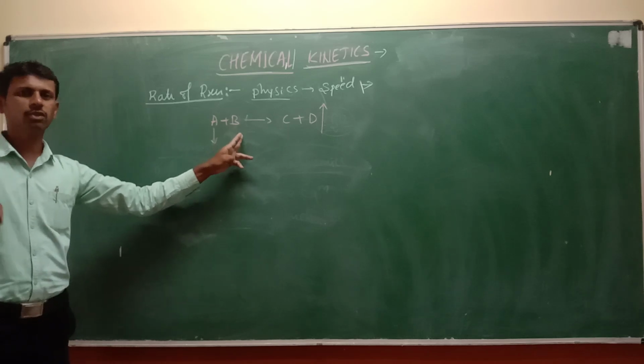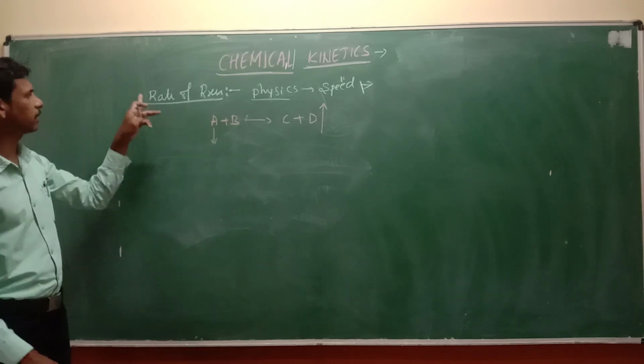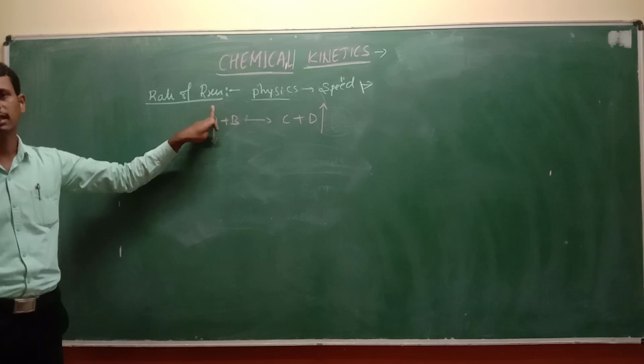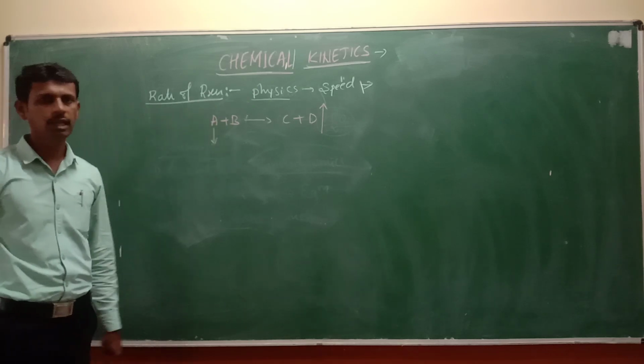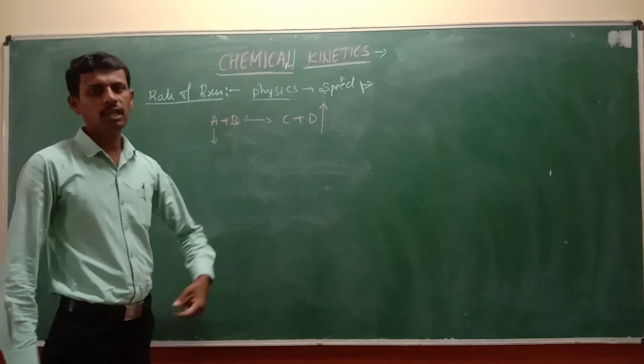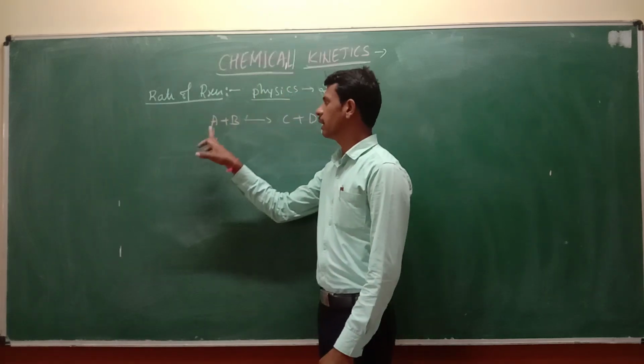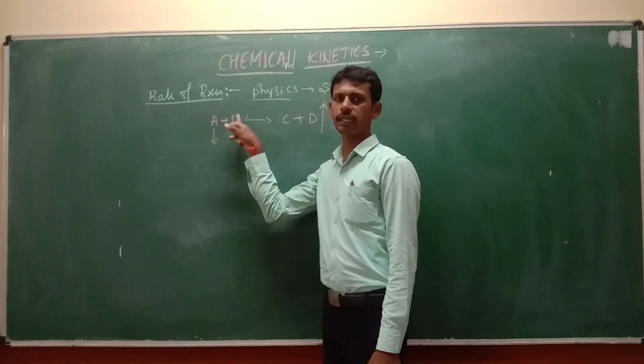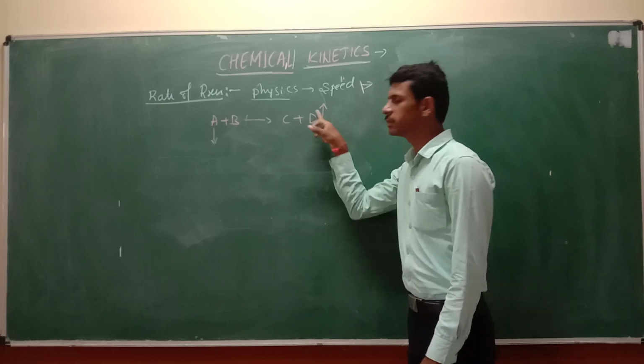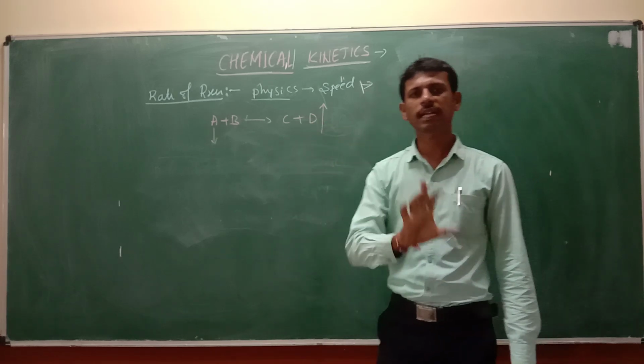The change in concentration with respect to time is what we call the rate of reaction. The rate of reaction is the change in concentration of any one of the reactants or any one of the products with time.